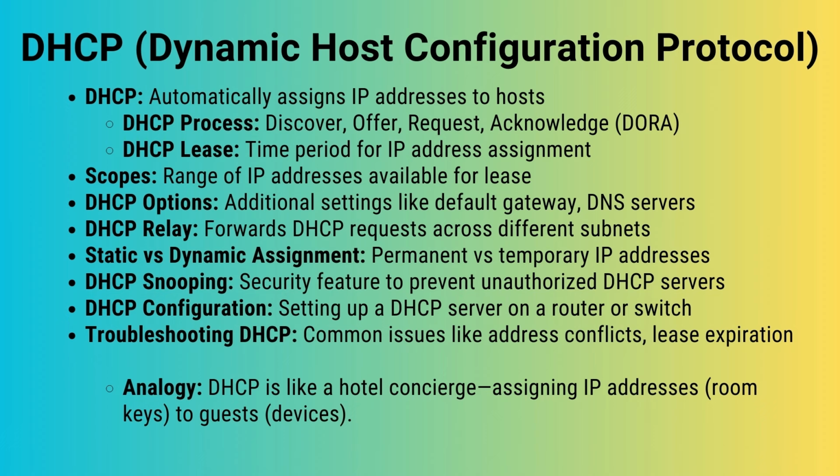When troubleshooting DHCP, common issues include address conflicts, exhausted scopes, and misconfigured relay agents. Think of DHCP as an automated receptionist, assigning room numbers, IP addresses, to guests' devices as they enter your network hotel.